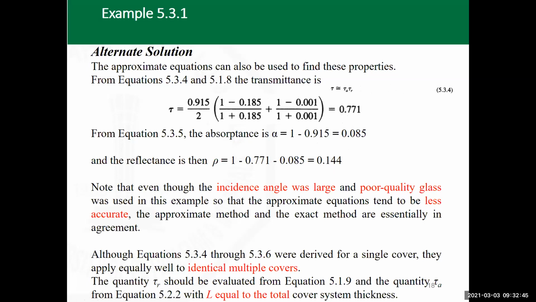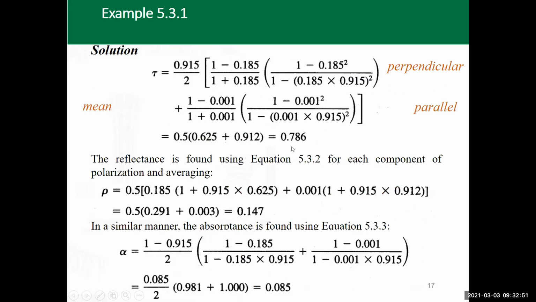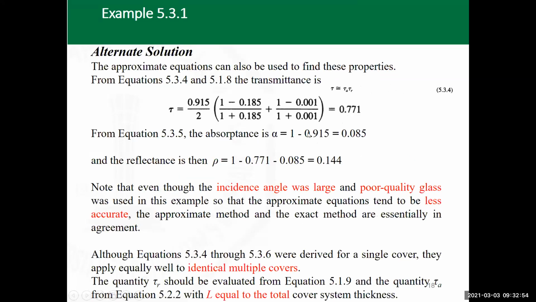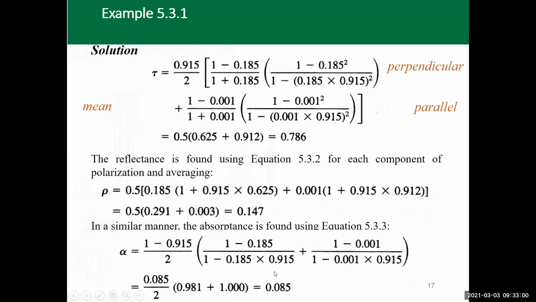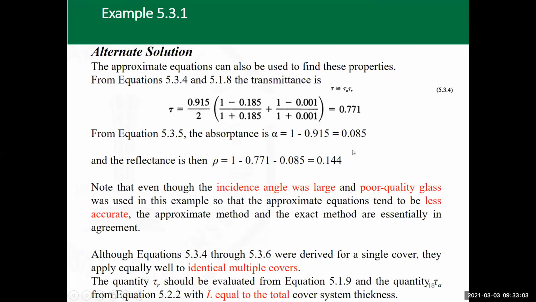Let's look now at a comparison between those. So here we have the value of tau is 0.786. Here it is 0.771. Here the value of alpha, 0.085, 0.085. The value of rho, 0.147 and 0.144, which means that this approximation is an acceptable one. The percentage error between this one and that one is not significant. And accordingly, we can consider this as a good approximation that we can use for our calculations.